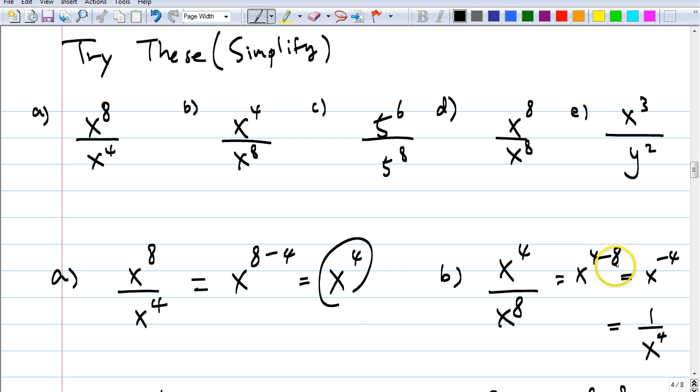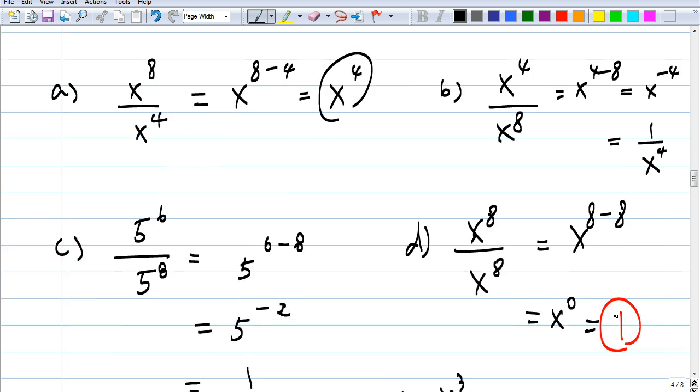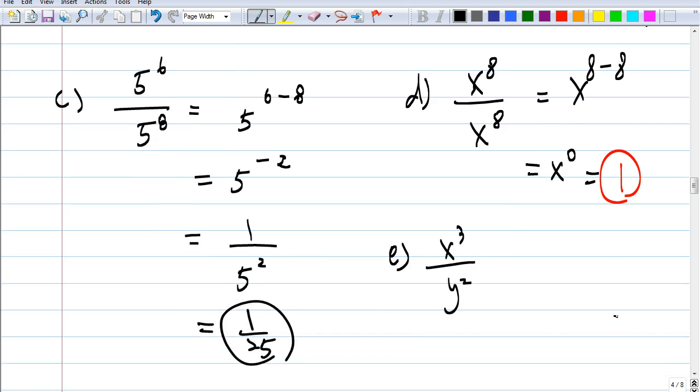So because you get 4 minus 8, right? Which is negative 4, right? You get x to the negative 4, 1 over x to the fourth. Who has C? How about Sarah? What did you get? 1 over 25 is correct. And then you get to see D. And D is 1.